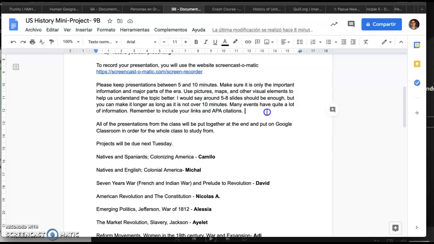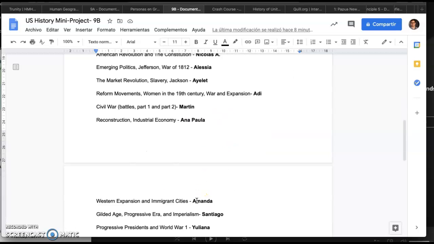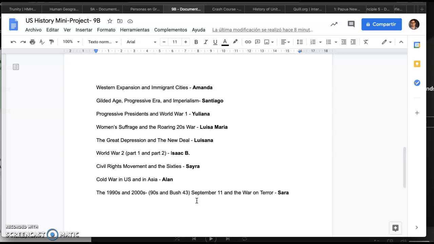So it should be around 5 to 8 slides. You just want the important information and the major parts. You don't want to go super in depth, but go in depth as you're comfortable with, on one or two events. So here, you can pause the video, parallel B to see your topic. And I would like you to work on this individually, and just do your best with it.